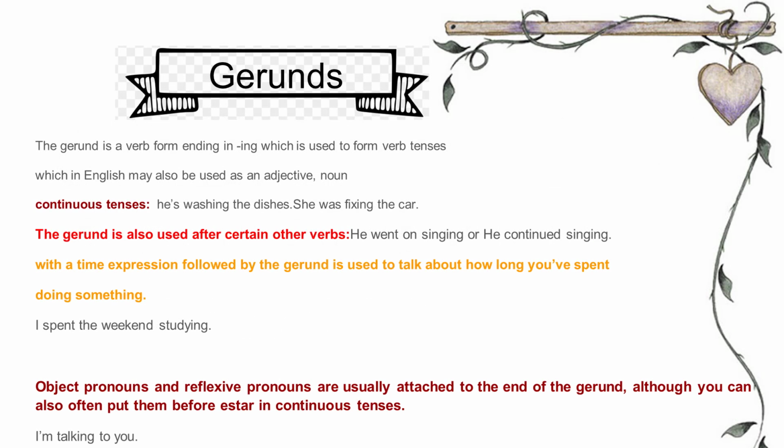The gerunds. The gerund is a verb form ending in -ing, which is used to form verb tenses, which in English may also be used as an adjective or a noun. For example, we use the gerunds in the continuous tenses. For example, he's washing the dishes, or she was fixing the car.